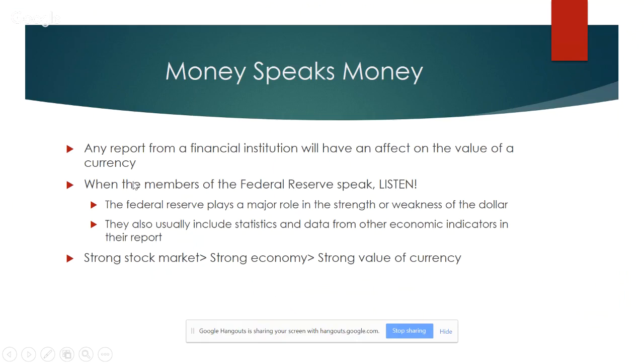So like I said right here in this bullet, as you can see, when members of the Federal Reserve speak, you guys should listen. I won't talk too much about what the Federal Reserve is. People have asked me questions about what exactly the Federal Reserve is and how it works.